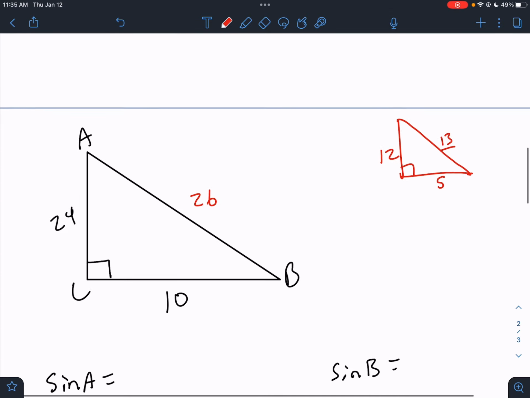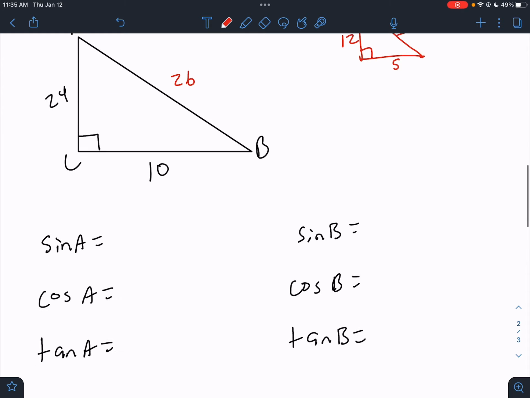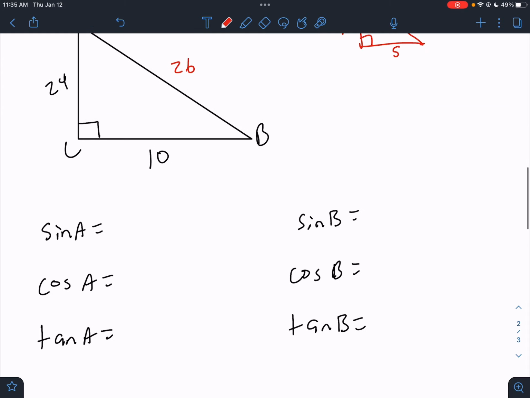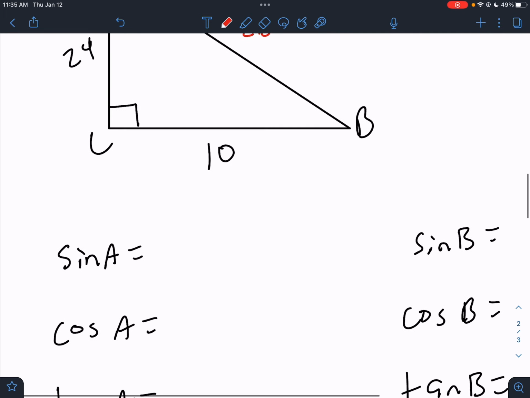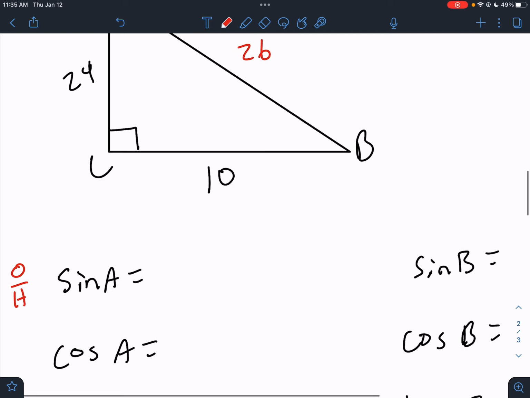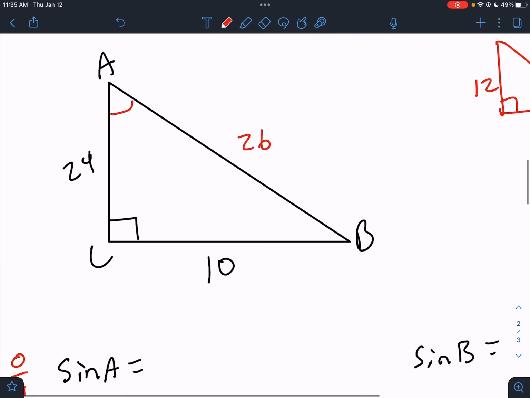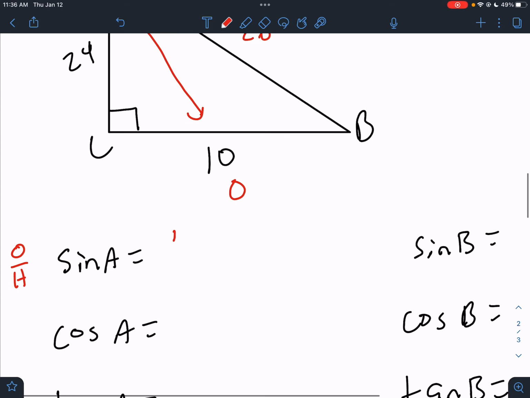So we know that this third side has to be 26. There we go. Now, we want our answers to be fully simplified, but let's see what we can do. So we have sine. Remember that sine is opposite divided by hypotenuse, and it's angle A. So we go to angle A. We have opposite and hypotenuse. So this would be 10 over 26, which reduces to 5 over 13.